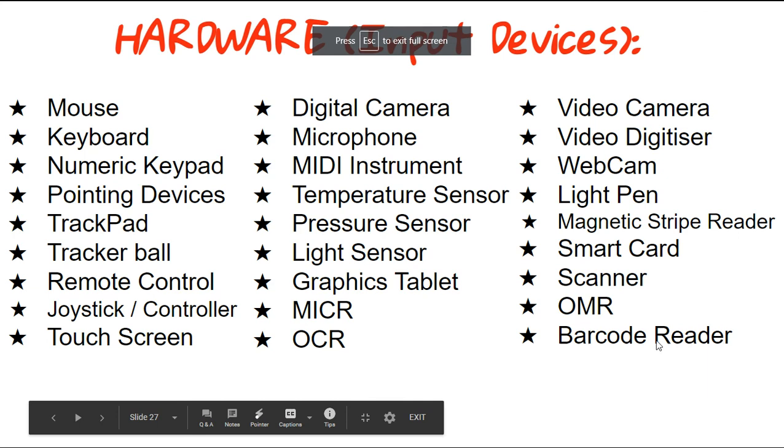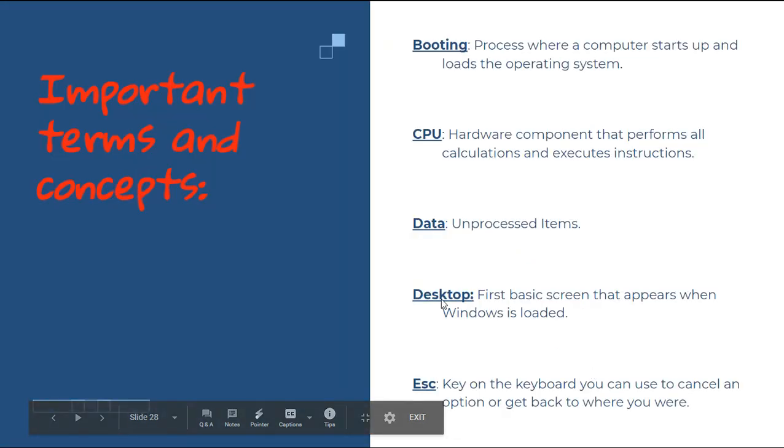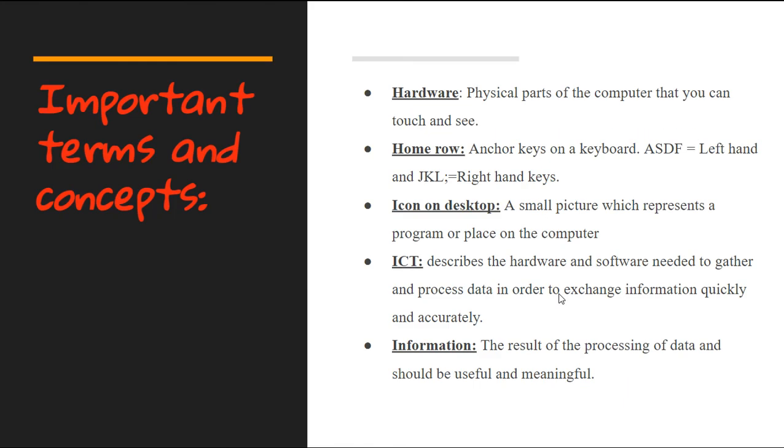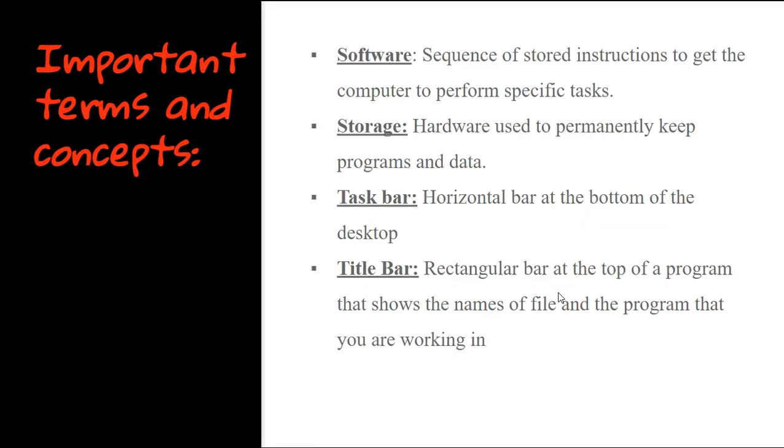And a barcode reader. So you see that at the shops, they scan the barcode at Pick and Pay, and it's able to input all that information on the till. So it's got a little glossary. These are terms that have come up, and they're things that you should know. I'm not going to read through them. I can read through them myself.